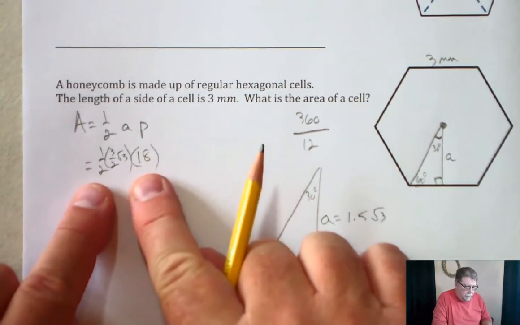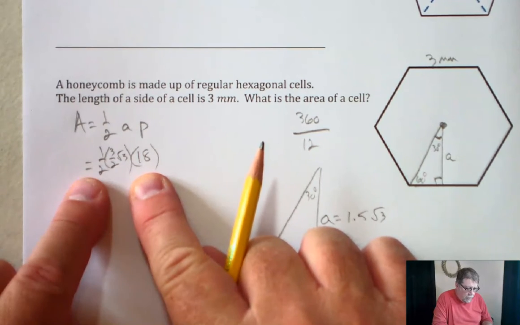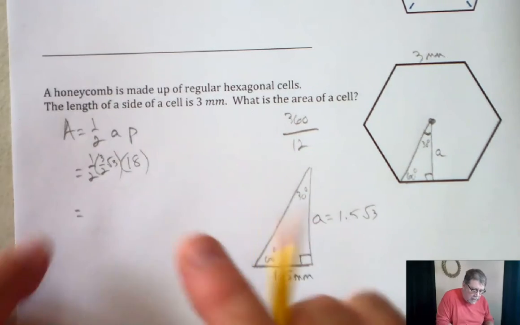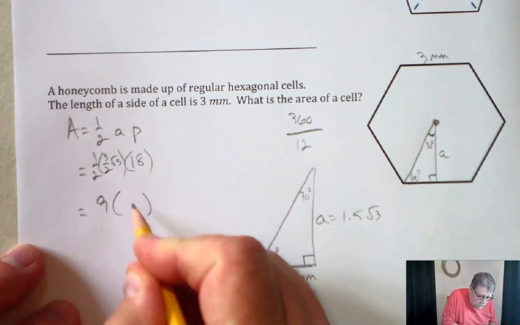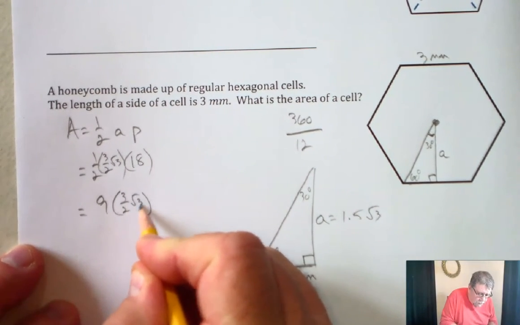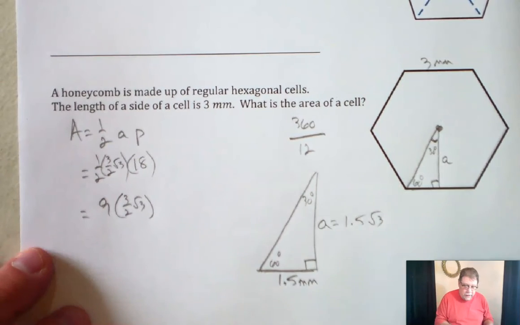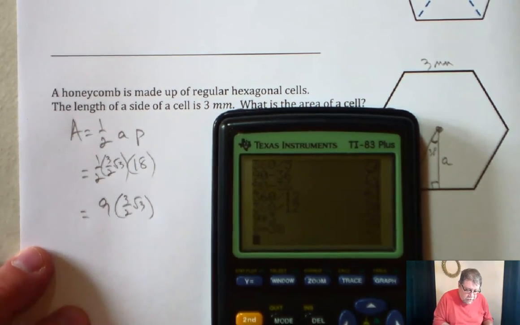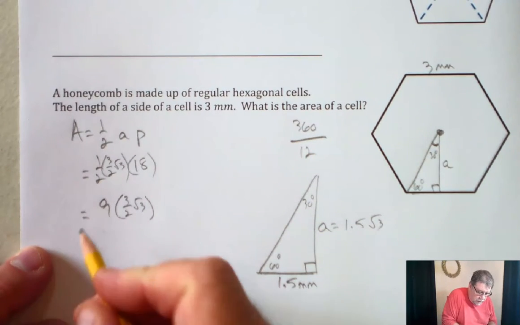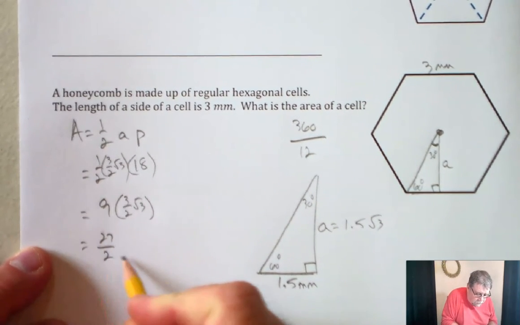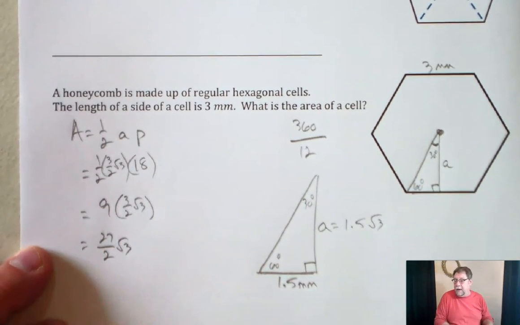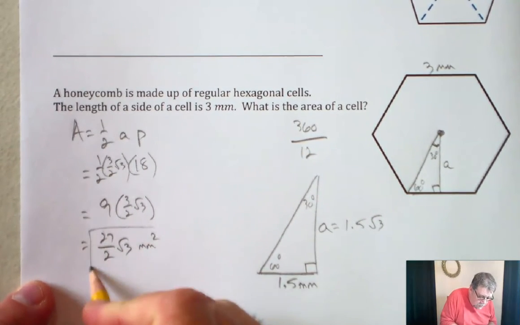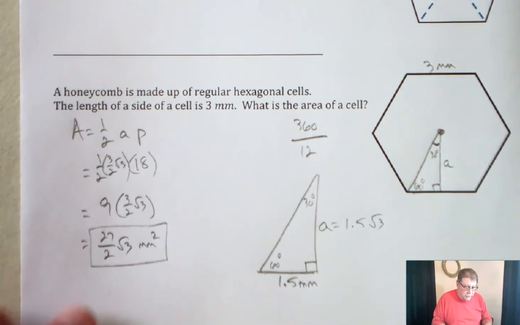Okay, so if I do this, let's do 1/2 of 18. 1/2 of 18 is 9. So 9 times 3 over 2 radical 3. Let's find out what that is. 9 times 3 is 27. So that's going to equal 27 over 2 times radical 3. So that's one way to write the answer, and that's millimeters squared. Remember, it's an area formula. Okay, so we could write it that way.